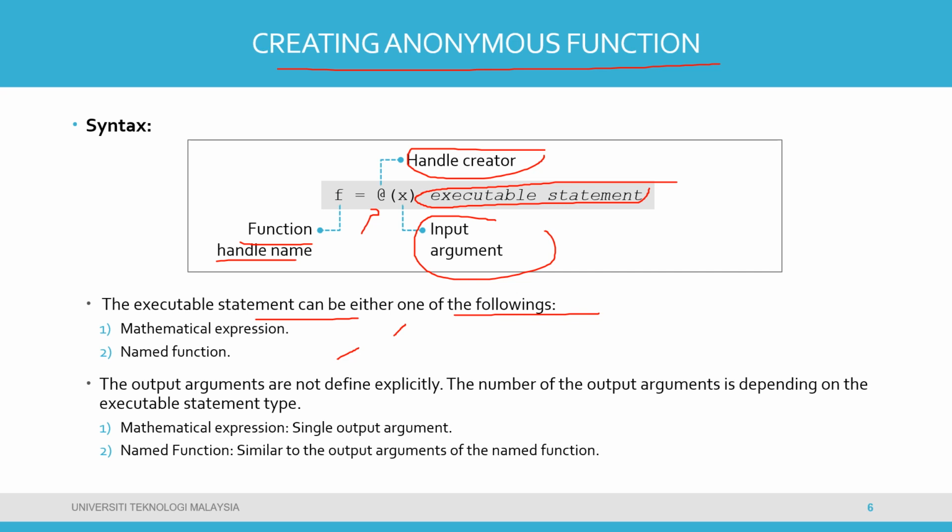Okay, the output for the anonymous function is not defined explicitly. Okay, so this is basically dependent on the executable function. Okay, and so basically mathematical expression is single output argument, or name function can be similar to output argument with name function. Okay, I will show you some example explaining what is actually the anonymous function.